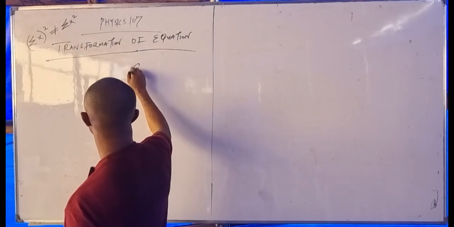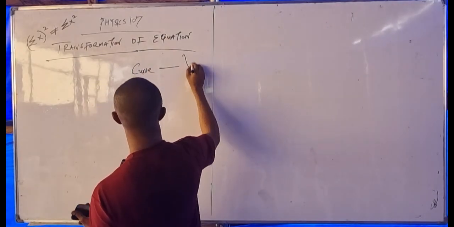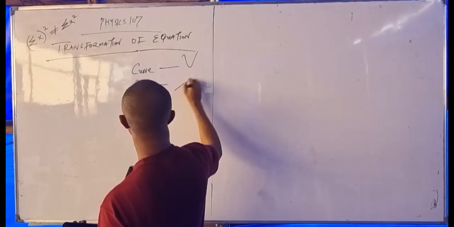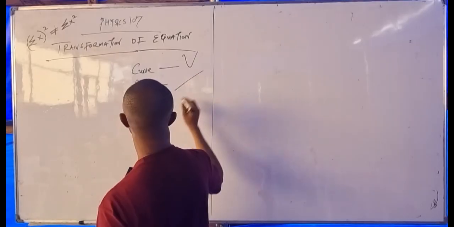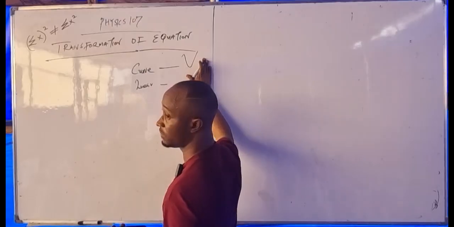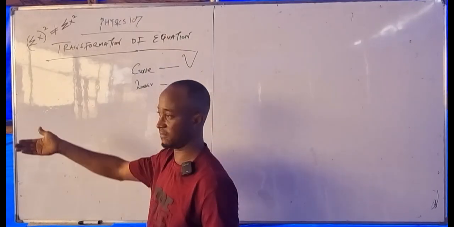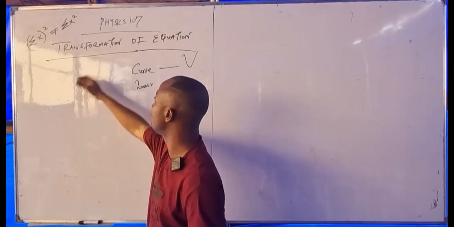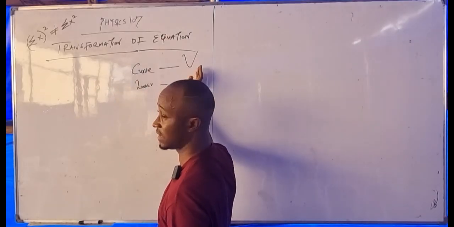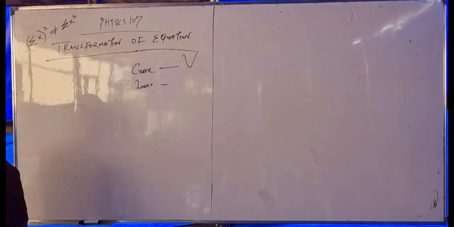When you have a curve graph and a linear graph, what's the curve graph? A graph of this shape. What's the linear graph? A straight line graph. It's easier to interpret a linear graph than a curve one. So the transformation of a curve graph into a linear graph is called linear transformation of graph. Put this down.